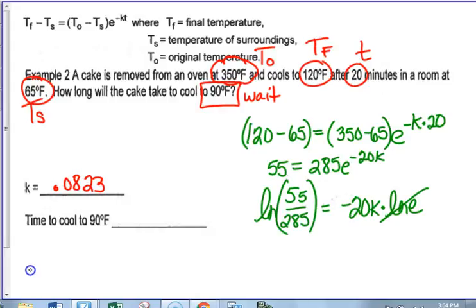Thumbs up, thumbs down. Anybody get 0.0823? Anybody not getting 0.0823 that can come help? Did you not put the negative in when you divided? Divide by negative 20? That's usually what happens. Just remember for the test, k is going to be positive and your time is going to be positive at the end. If you get the opposite, you probably just forgot a negative somewhere.